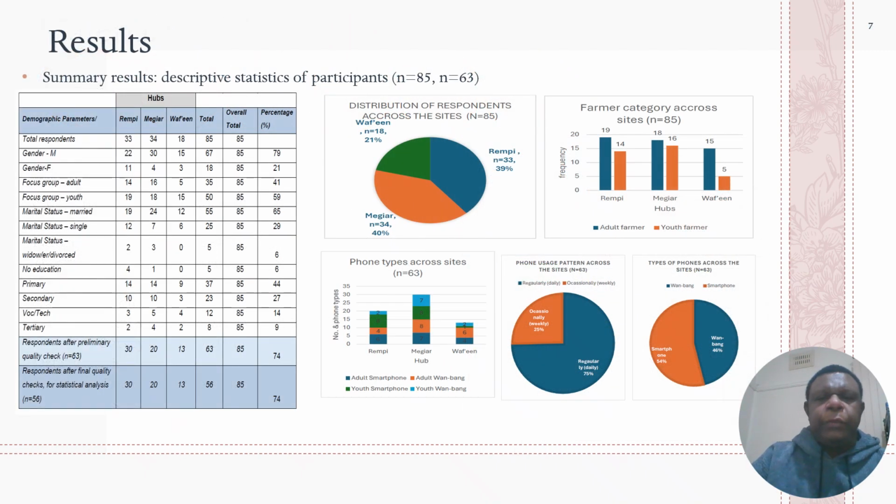The table here presents the overall summary information of the key instruments. On the right are a few descriptive statistics of the key instruments as well. Of the initial total of 85 people who participated, 39% were from Rempi, 40% from Magyar, and 21% from Wafin. In terms of smartphone ownership, Magyar has the highest number, followed by Rempi and then by Wafin.